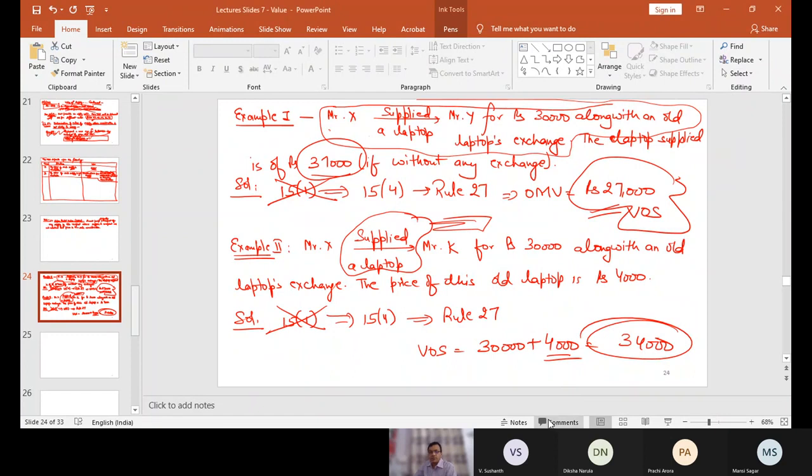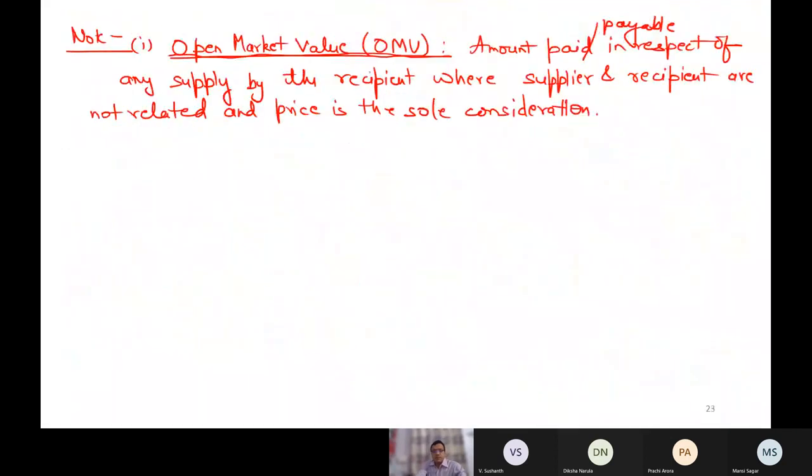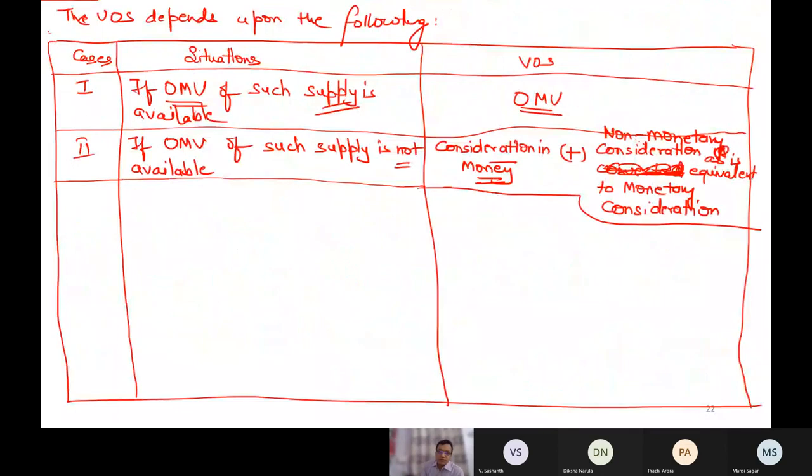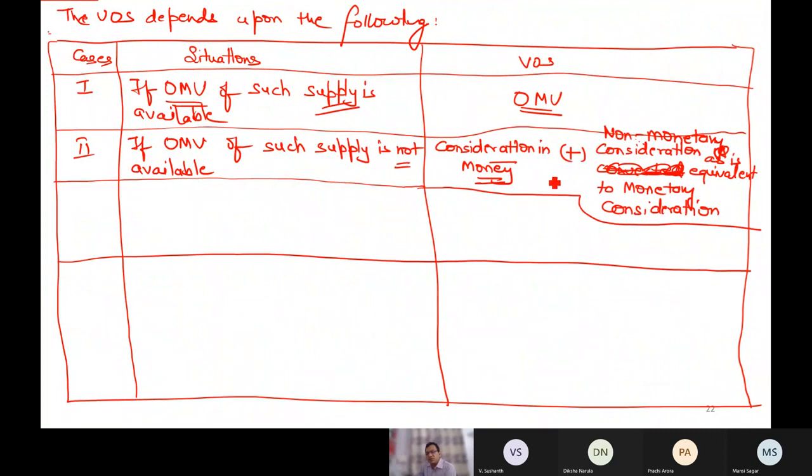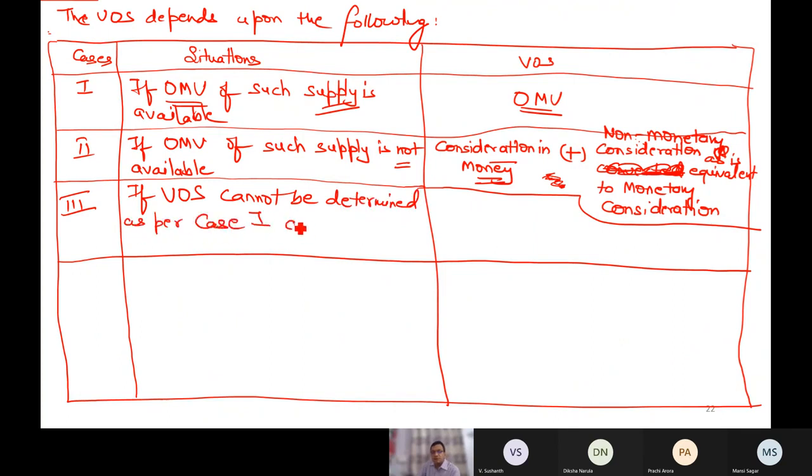Next point. So I have covered two cases: where open market value is available and where it is not available. Now what is the third case? Suppose you don't have open market value and still you cannot compute the value as per this formula. So I will say that if value of supply cannot be determined as per case 1 and 2 above, then what option you have?